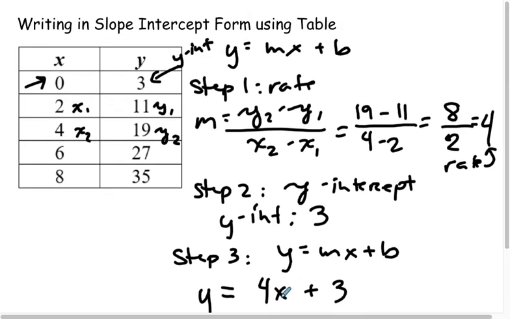And you can check it by replacing x. So for example, 4 times 0 is 0 plus 3 is 3. So that would make sense. And then 4 times 2 is 8.